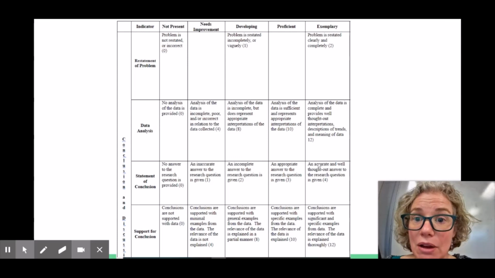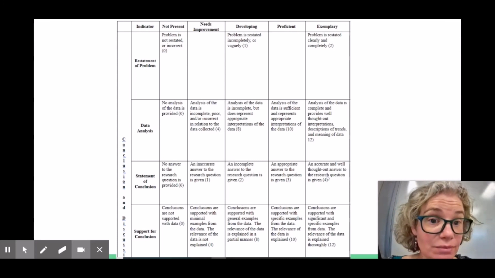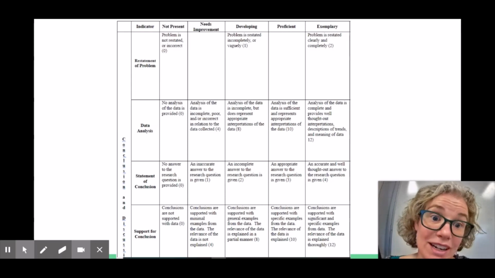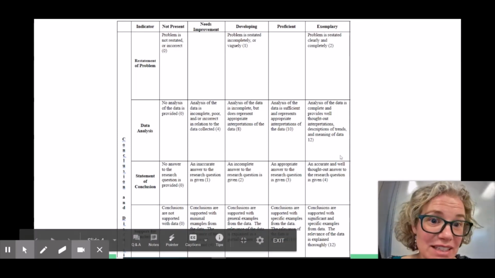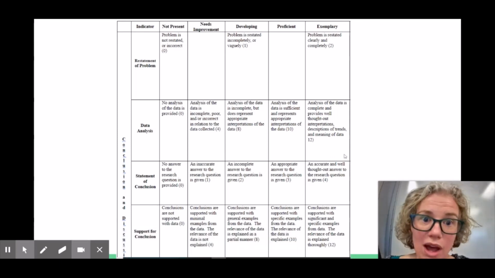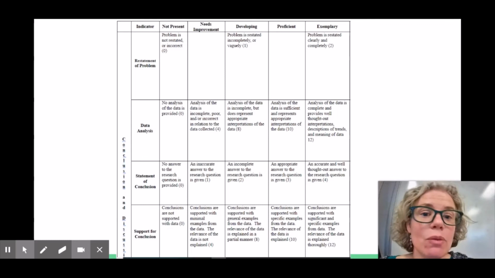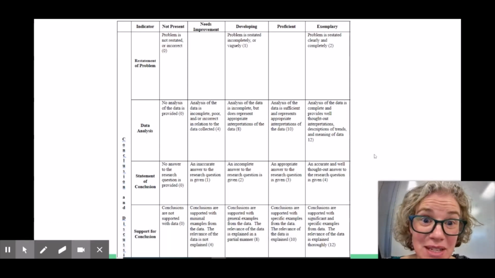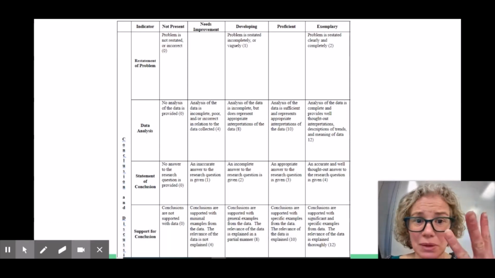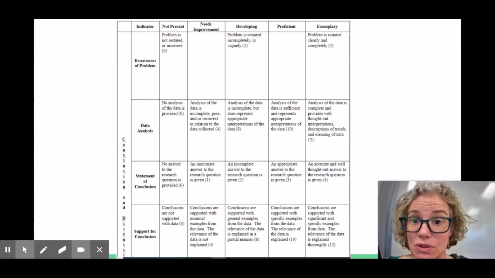Okay. A well thought out answer to the research question is given. We did that again through our analysis of, like, the physics of what's happening, as well as we did make that statement that as we went deeper, we saw less light. Okay. And then conclusion is supported with significant and specific examples from the data. So at least 3 data points should be used.